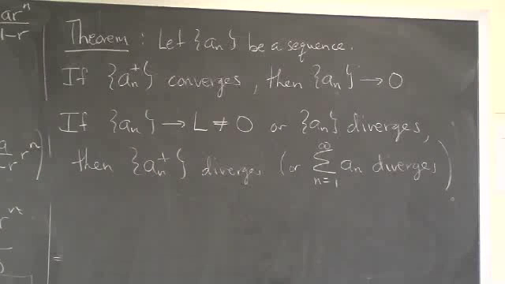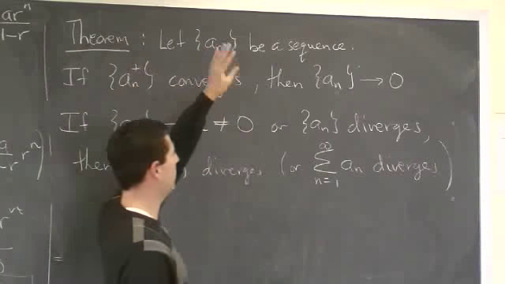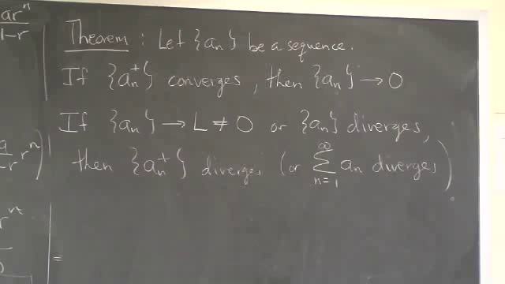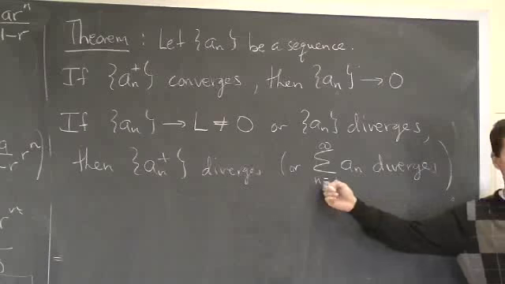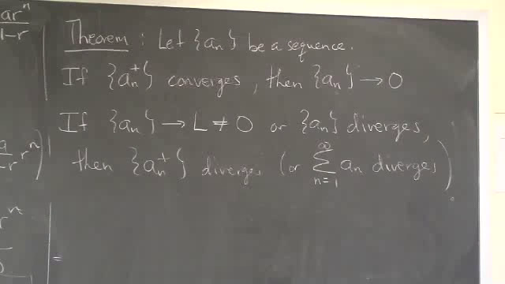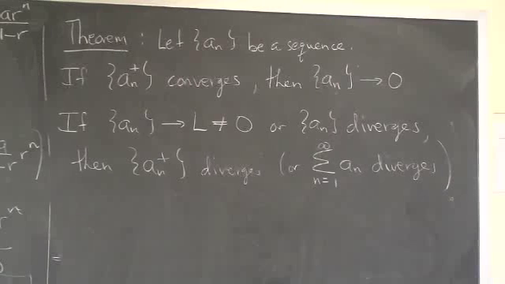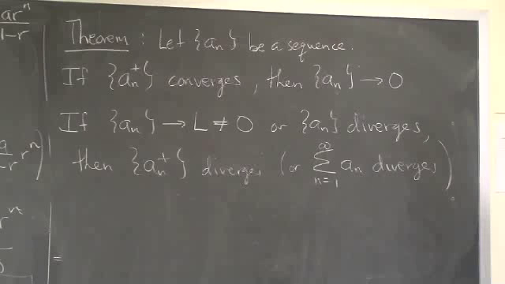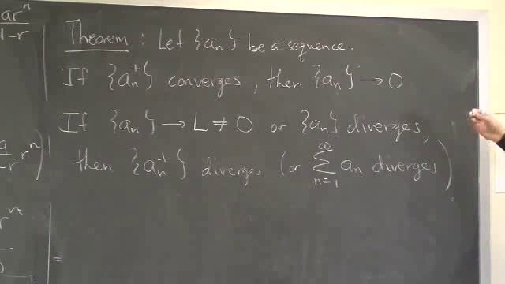Okay, so you can write it either way. If you know the sum sequence converges, then the original sequence must converge to 0. So if the original sequence doesn't converge to 0, or even worse, it diverges, then your sum sequence, and consequently your series, diverges. Okay, so this is already quite nice. This requires a proof, by the way.